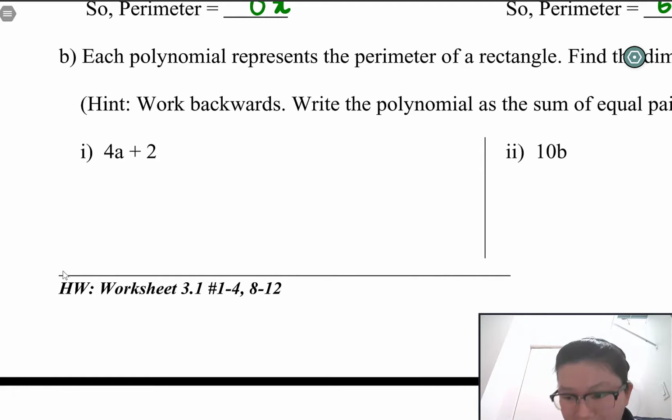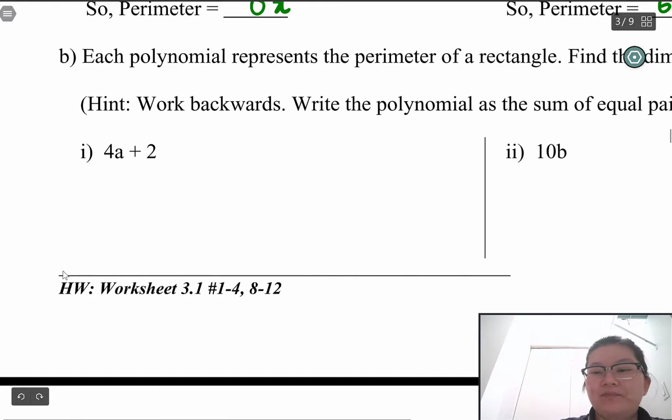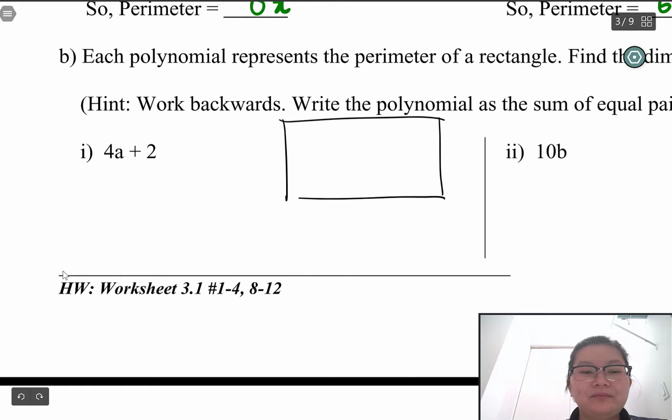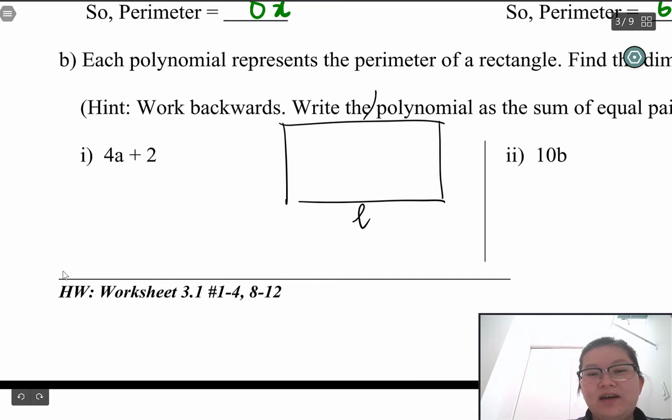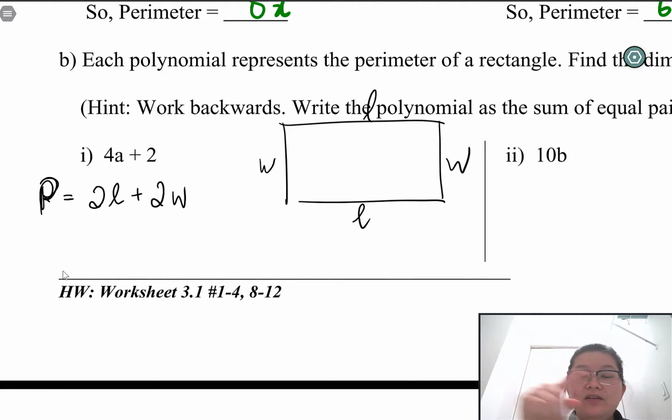And the easiest way to kind of work that out is to first of all draw a rectangle, just to help you visualize what it looks like. So let's say I have a rectangle here. Okay, I know that the perimeter, let's say I have a side length L, and I have a width here, and I have a width here. So I know that my perimeter for my rectangle is going to be, and P is going to be perimeter here, 2L plus 2W. Okay, since I have 2 L's in my rectangle and 2 W's in my rectangle.